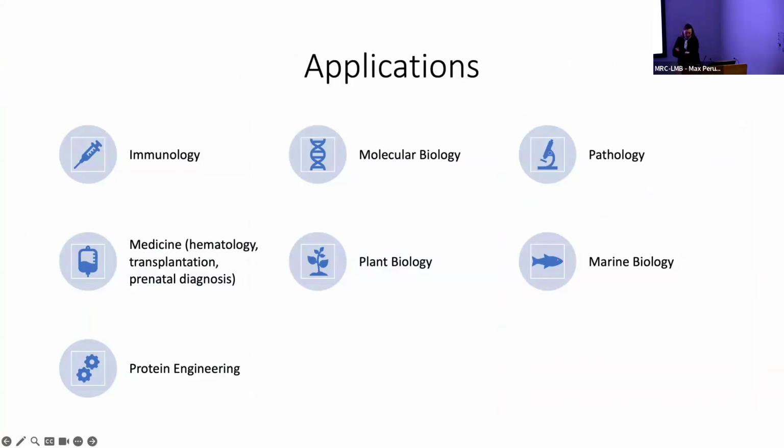There are a broad base of applications that we can use flow sorting for. Everything from, of course, immunology to molecular biology. It's used routinely in medicine, plant biology, and also marine biology, which is used to characterize the autofluorescent properties of photosynthetic plankton to look at community structure.